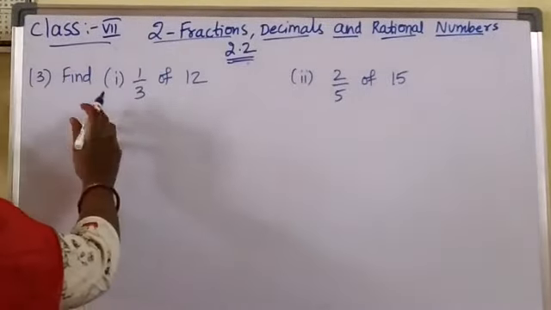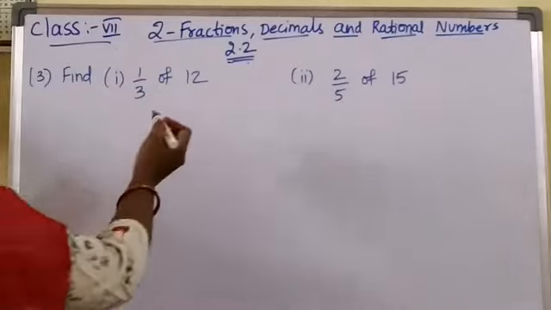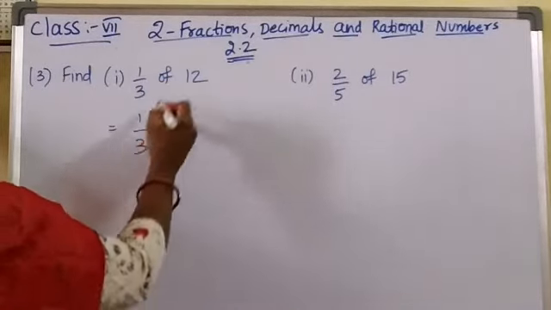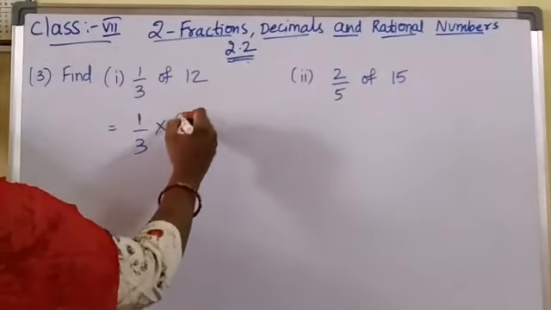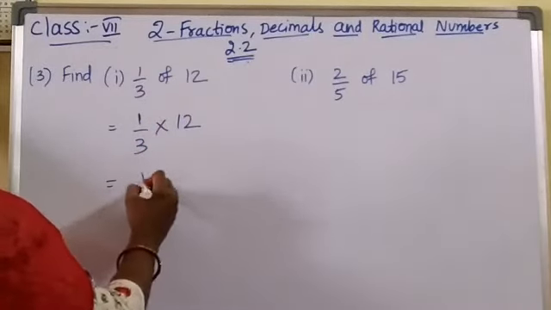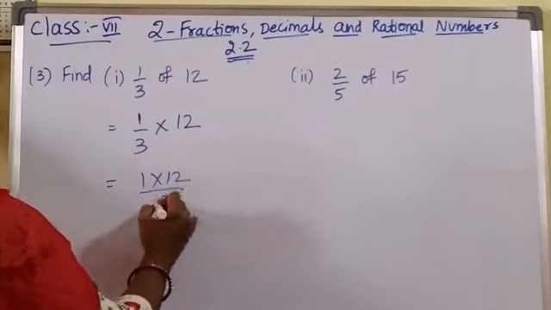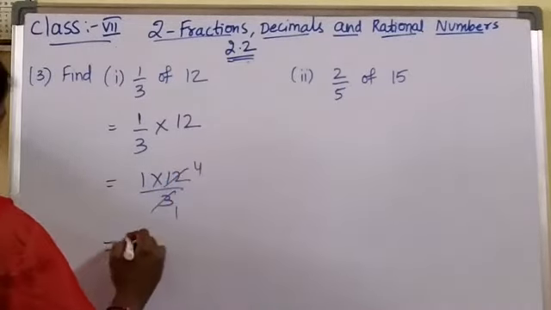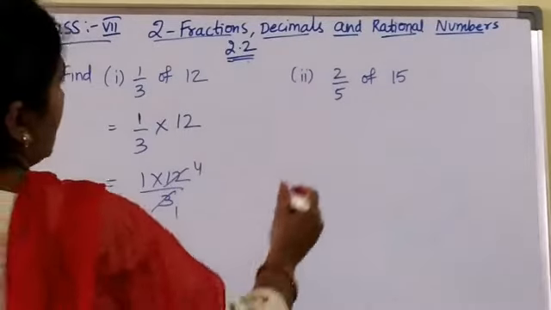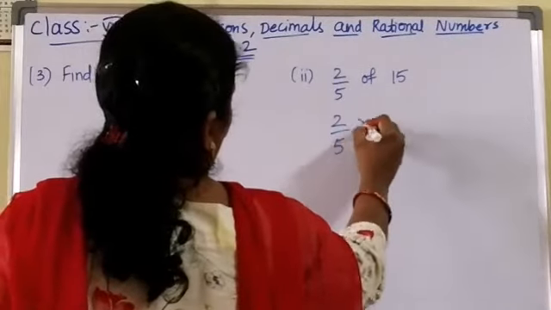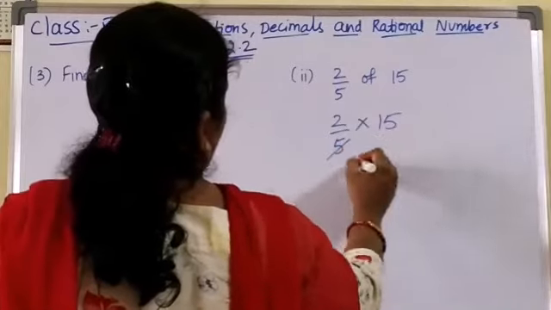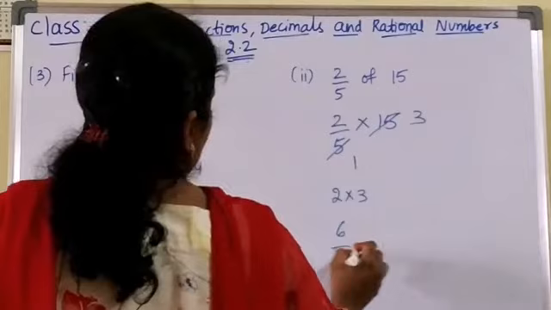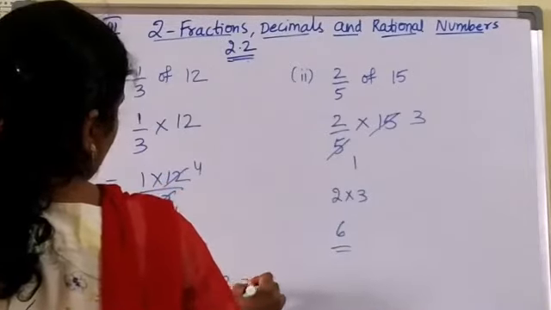Coming to third sum, find 1 by 3 of 12. Just now I told of is nothing but multiplication. So 1 by 3, of is into and 12. Here you can write 1 into 12 by 3 or you can do directly cancellation here. 3 1s are 3, 3 4s are 12. So answer is 4. Coming to here, 2 by 5, of is nothing but into 15. 5 1s are 5, 5 3s are 15. So 2 into 3 gives you 6. So by this we completed 2.2 exercise.